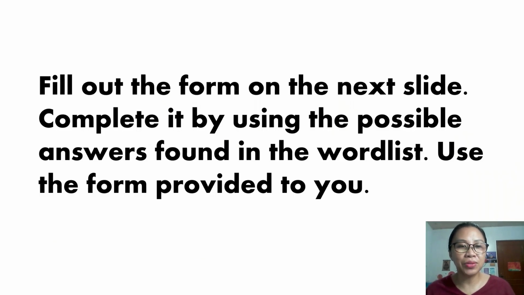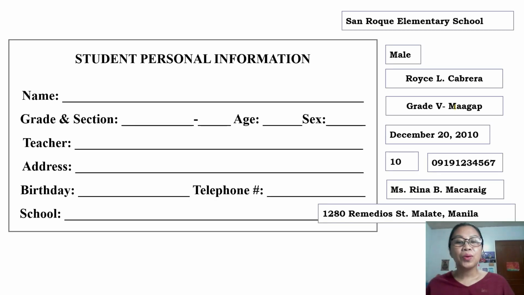All you have to do is to fill out the form on the next slide, complete it by using the possible answers found in the word list, use the form provided to you. What I want you to do in this slide is to write this information on the right side, or the information above, to put this in the personal information correctly.